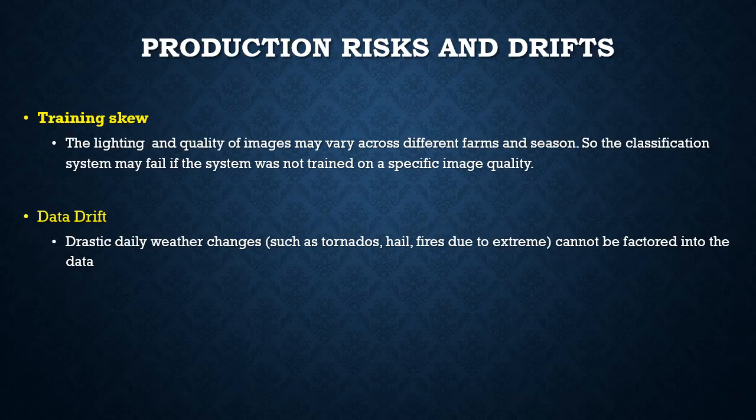The production risks and drifts. We can anticipate training skew because the lighting and the quality of the images will vary across different farms and seasons. So the classification system may fail if the system was not trained on a specific image quality. And we would also encounter certain data drift. For example, we would sometimes encounter drastic daily weather changes such as tornadoes, hail, and fires due to extreme weather. These cannot be factored into the data.